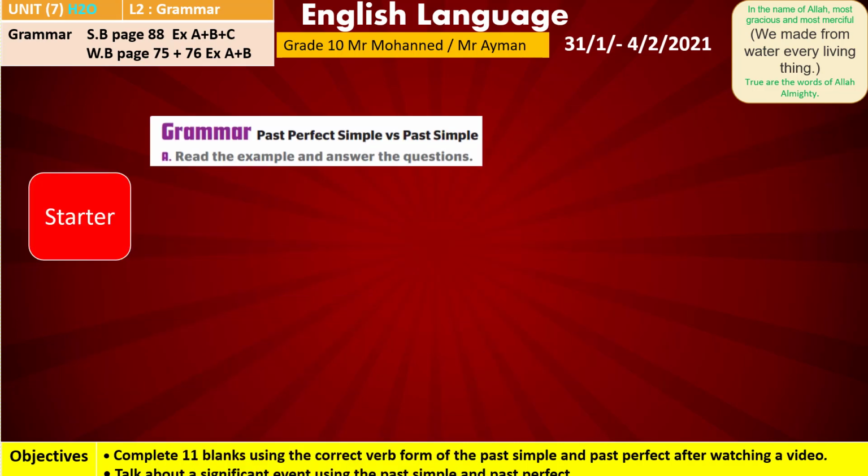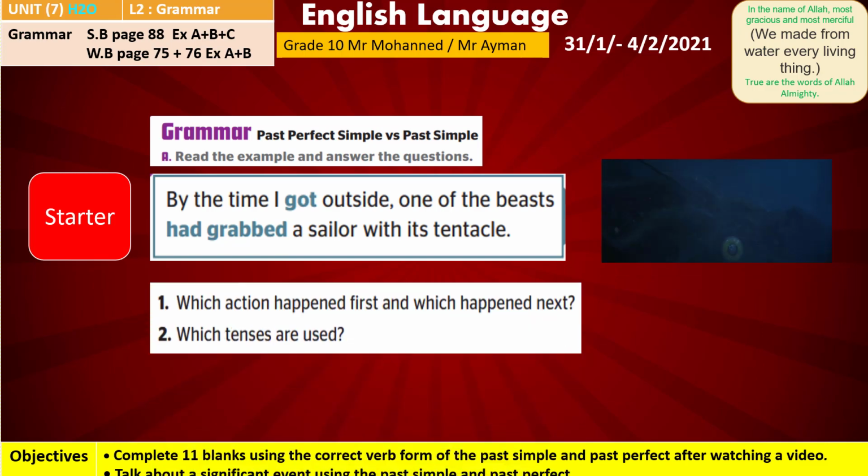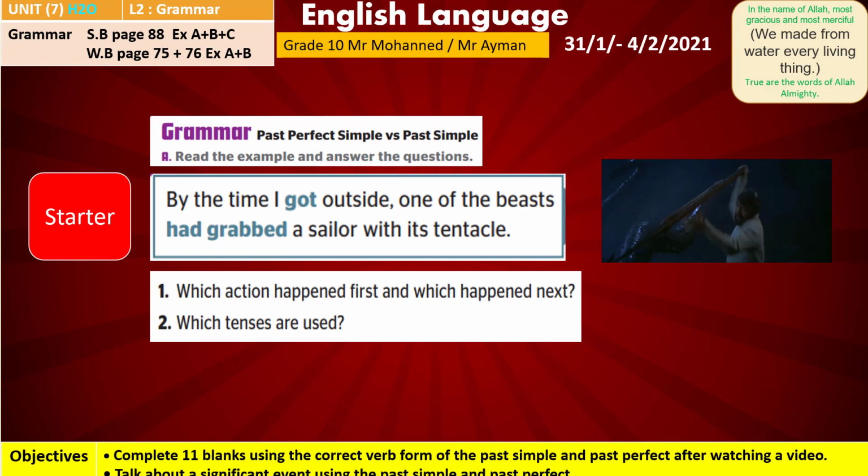First of all, let's begin with the starter here. It's taken from your book. Past perfect simple versus past simple. Read the example and answer the questions. By the time I got outside, one of the beasts had grabbed a sailor with its tentacle. The first question: which action happened first and which happened next? The second question: which tenses are used?